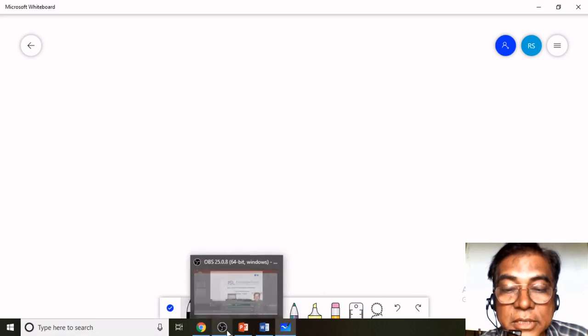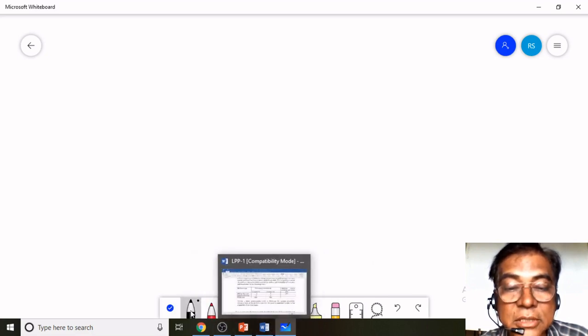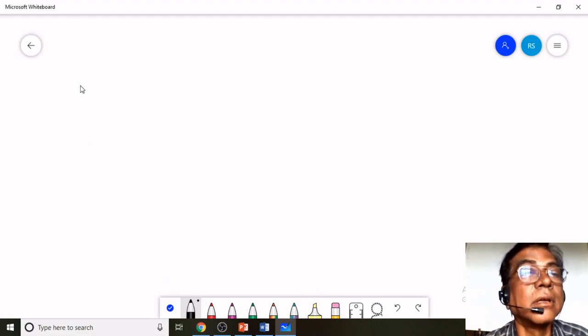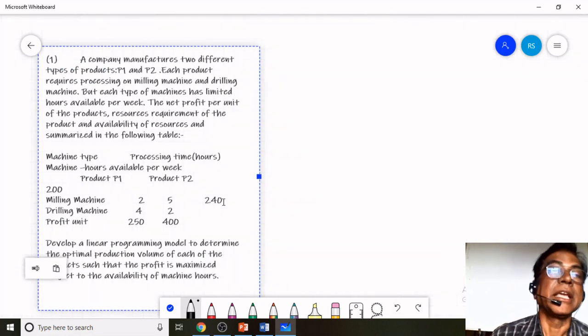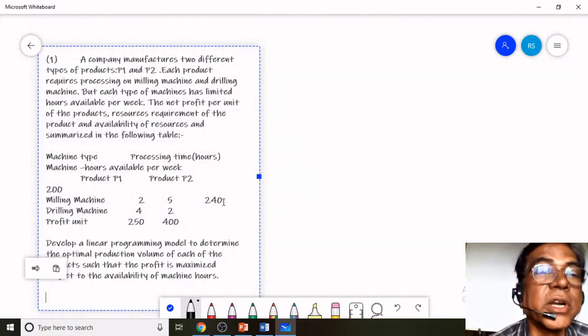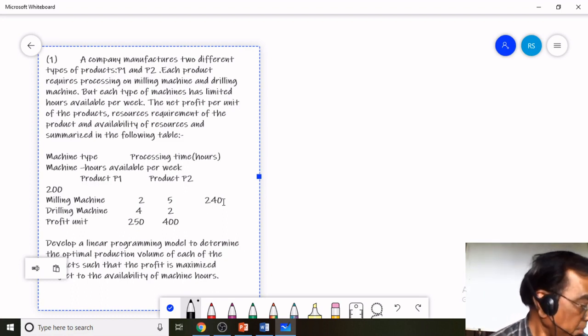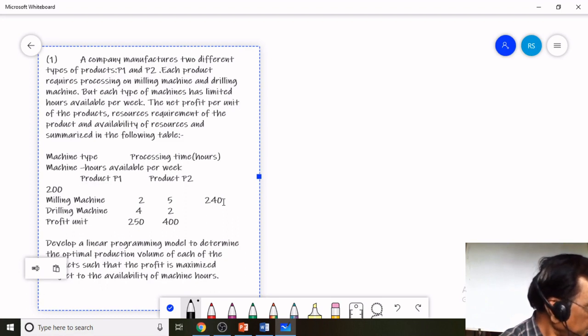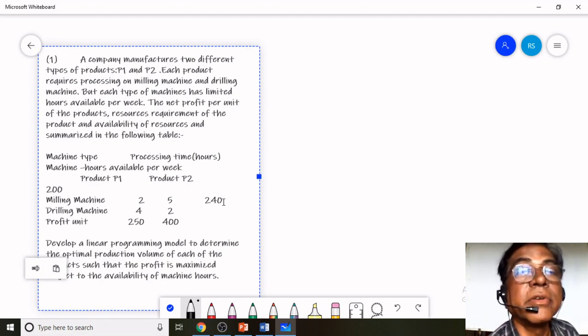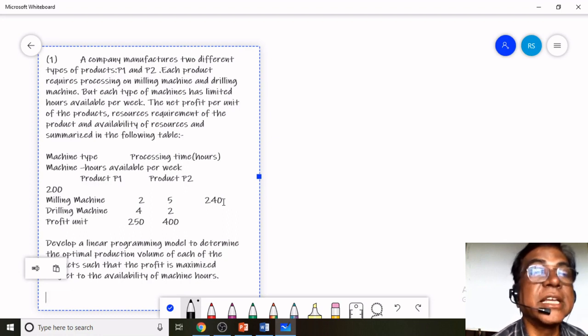This type of problems are there, and come to this point. So this is the problem. Please read the problem one or two times. A company manufactures two types of products, P1 and P2. Each product requires processing time on milling machines and drilling machines.